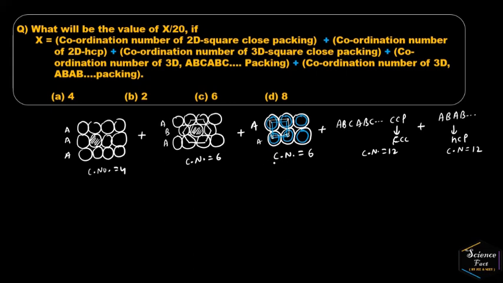Finally, when we add all these coordination numbers, we will get x equal to 40, and therefore x by 20, that is 40 by 20, is equal to 2. So the correct answer should be B.